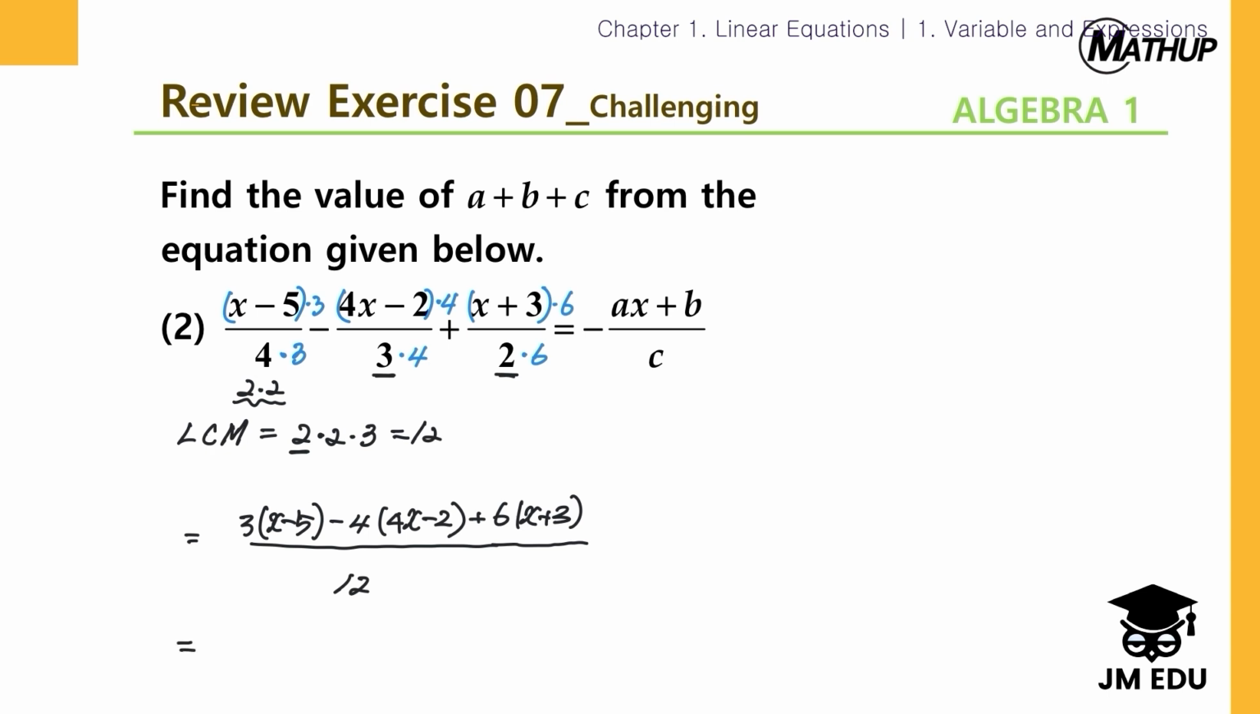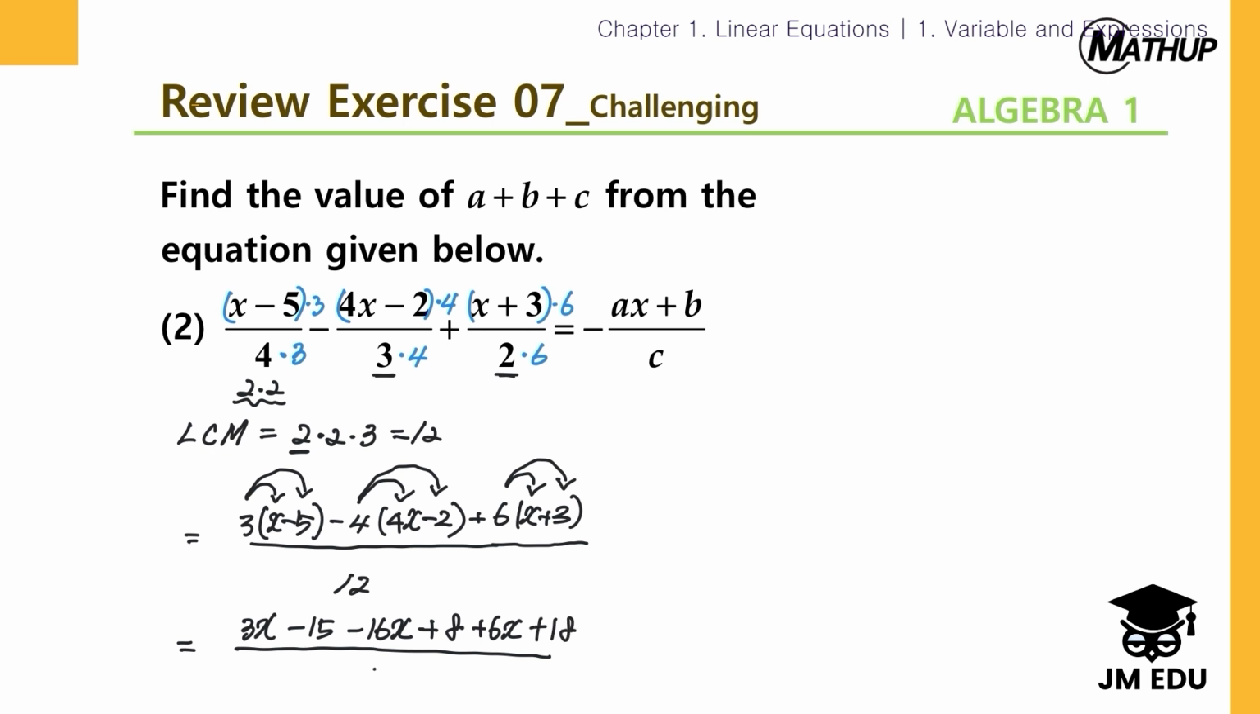So that is equal to, here 3 times x, that's 3x. 3 times minus 5, that's minus 15. Minus 4 times 4x, minus 16x. Minus 4 times minus 2, that's positive, plus 8, right? Plus 6 times x, plus 6x. 6 times 3, that's plus 18 over 12.